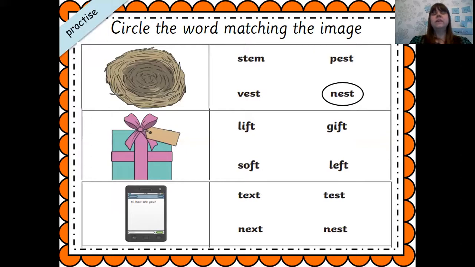The next one is a gift. Sound out gift. G-i-f-t, gift. Well done. Last one. This is a phone, but on the phone, the person has put in a text. So it's text. Sound it out. T-e-x-t, text. There will be a sheet with more on. I just wanted to demonstrate the three with you. Okay.